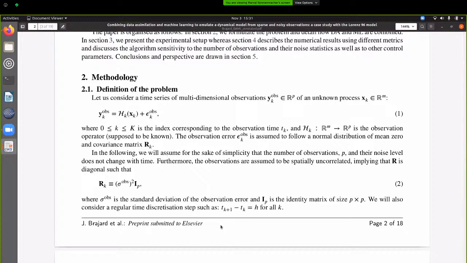They have a map from R^M to R^P, and P is usually smaller than the full system state dimension M. Okay, thank you.